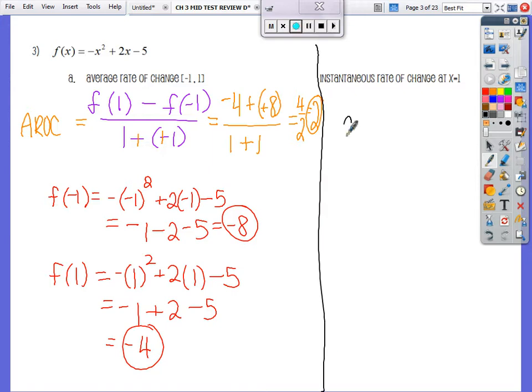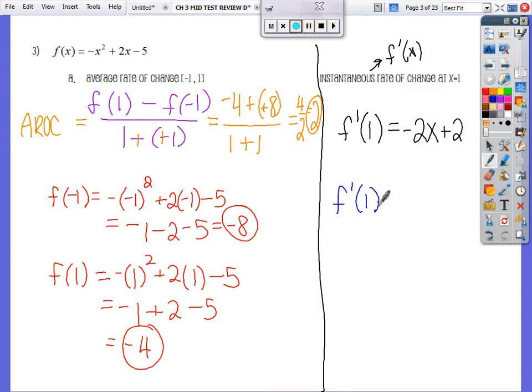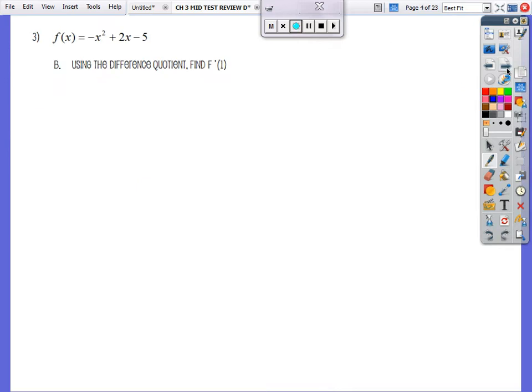Instantaneous rate of change is asking you, same exact question would be find the derivative at 1. So this is the same thing as f prime of x. So the derivative would be -2x plus 2. Therefore, the derivative at 1 would be -2 times 1 plus 2 gives us 0. Using the difference quotient, find the derivative.